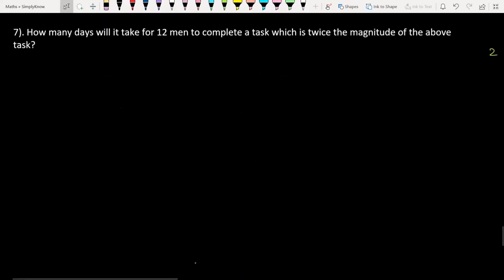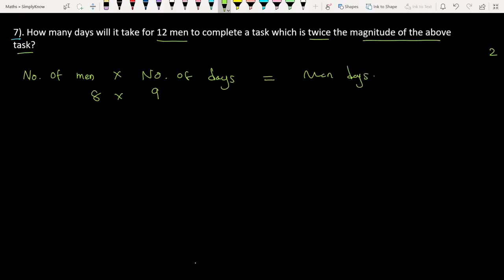Okay, the last question, 7th question. How many days will it take for 12 men to complete a task which is twice the magnitude of above task? Okay, again we'll write our equation. Now originally 8 men take 9 days to complete the task. Therefore 72 man days is the magnitude of this task. Twice the magnitude of this task should be 72 times 2. It's 144.